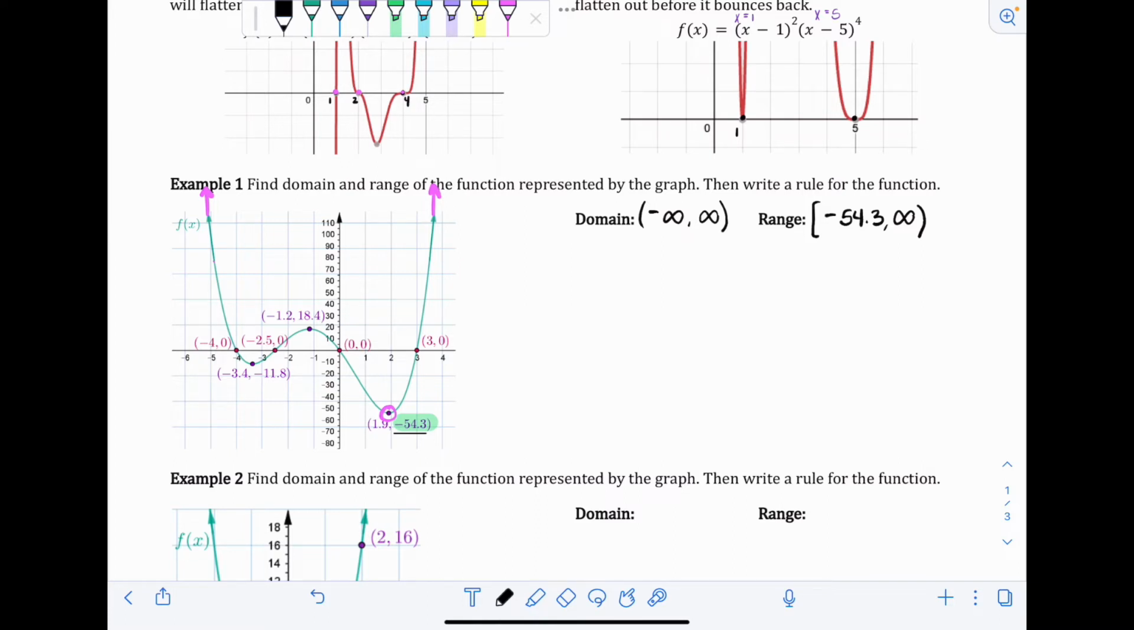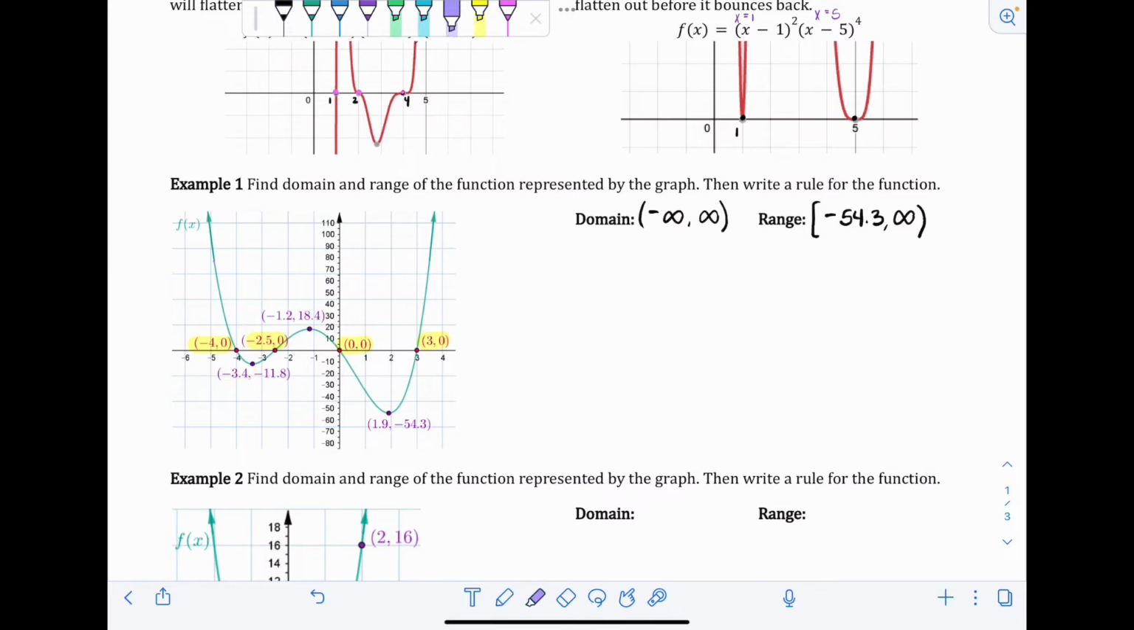Okay, and now if we want to write a rule for the function, the easiest way to write a rule when you know the x-intercepts is to write it in factored form by finding the x-intercepts. So let's see, I'm going to erase some of these and just highlight the x-intercepts. It looks like we have 1 right here, -4, -2.5, 0, and 3. All of those x-intercepts are their roots, their zeros. Remember, all those things are interchangeable. They're solutions to the equation version of this function. So I'm going to write them as solutions.